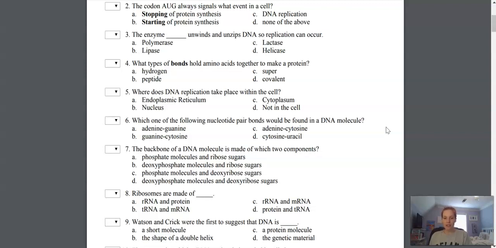Now, what about choice A? Choice A says phosphate molecules and ribose sugar. Well, it's made of the 5-carbon sugar and the phosphate, so why is that not the answer? Well, it's because DNA has deoxyribose as its sugar, whereas RNA has ribose as its sugar. So 7 would be C, not A, because it doesn't have ribose, it has deoxyribose.